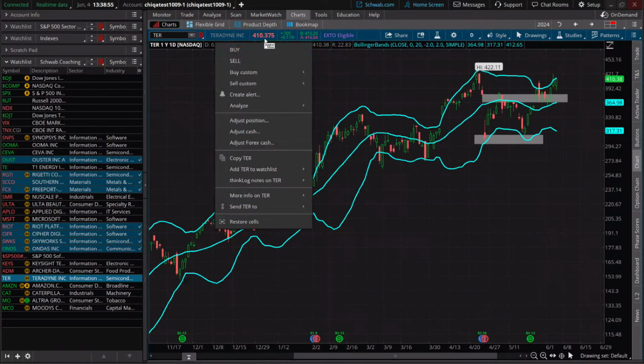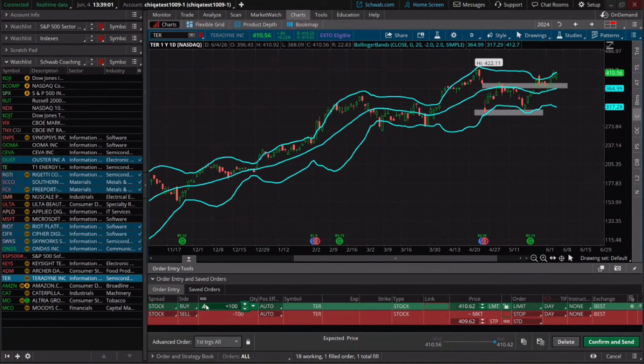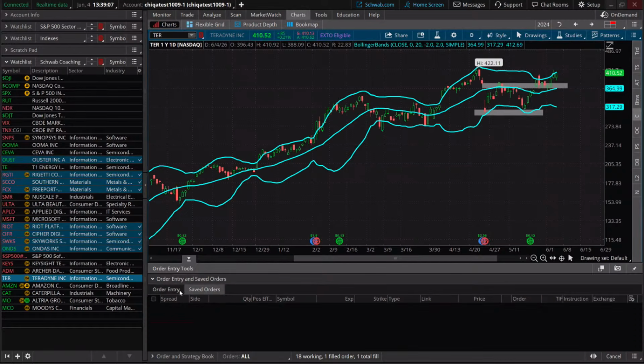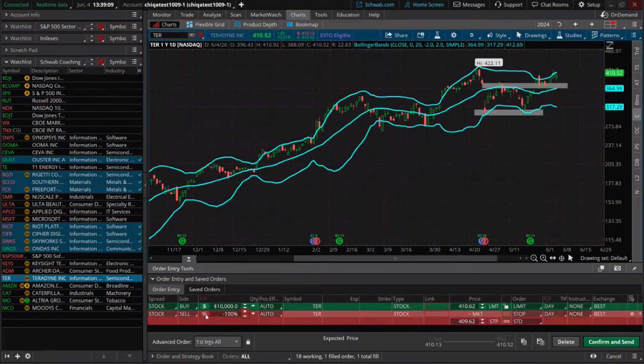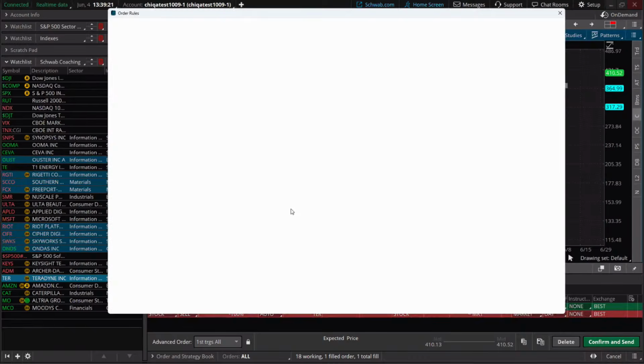So we're going to go through this again so you guys can see. We're going to do buy custom with stop, and we're going to place this for $10,000. And we are going to sell with a 100% if we have that break. We're going to make this a market order on the entry. We're going to do the same for the exit, and we're going to use our condition wizard.